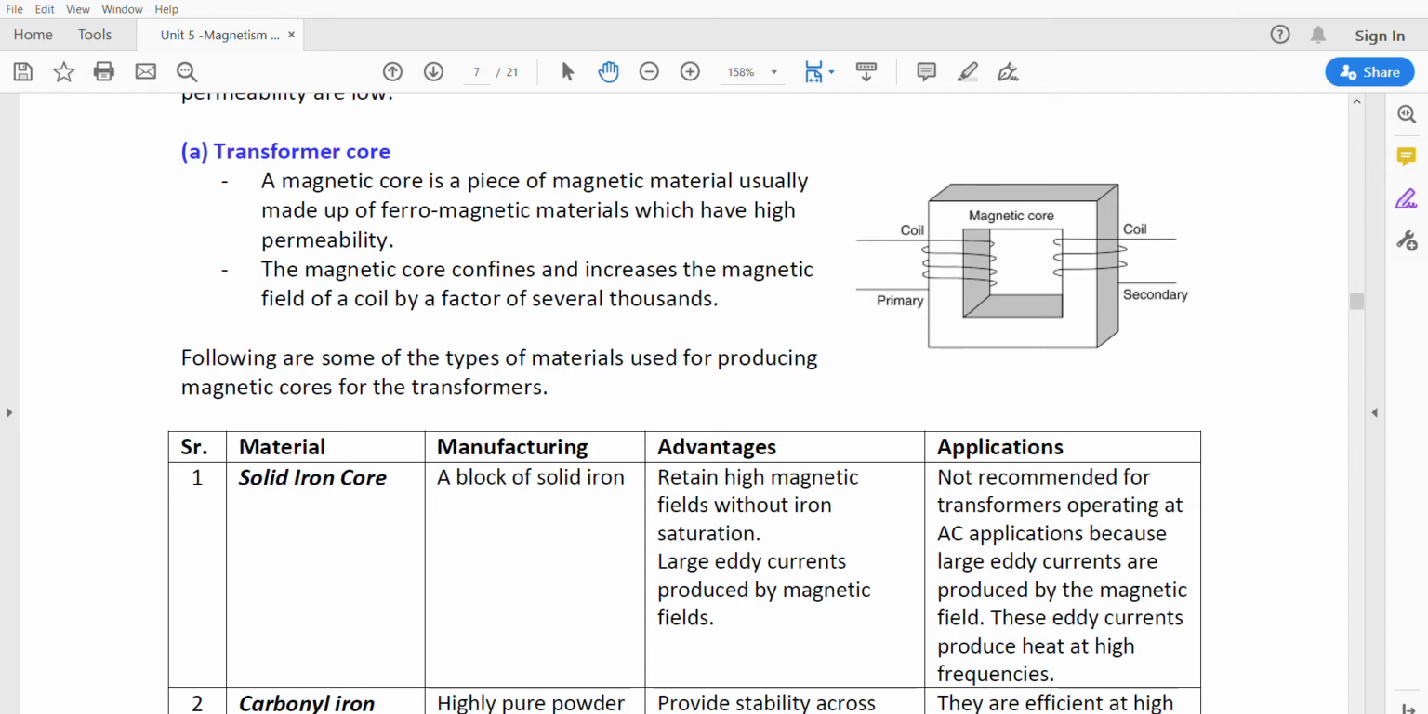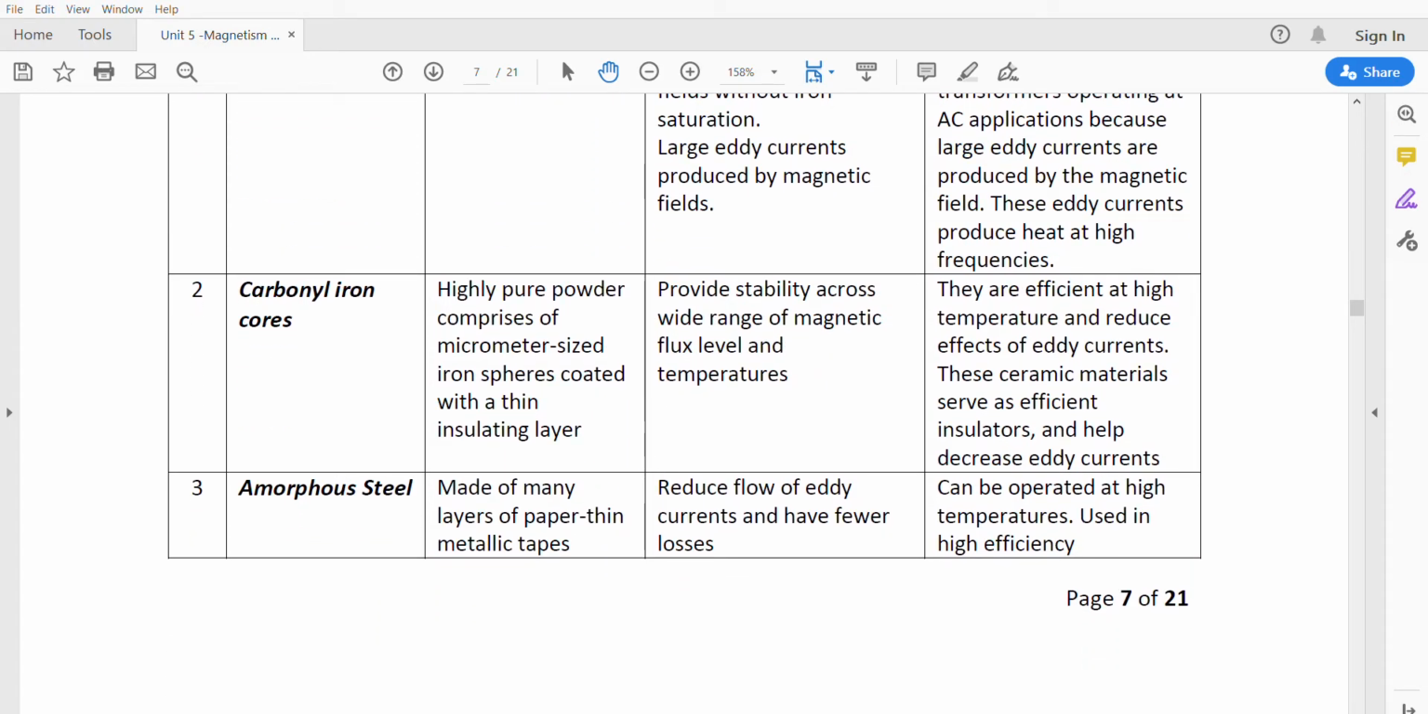The next type of material is carbonyl iron. Carbonyl iron is a high-purity powder comprising micrometer-sized iron spheres coated with a thin insulating layer. It is like a powder type of material. The main advantage is that it provides stability across a wide range of magnetic flux levels and temperatures. The stability is increased compared to the pure solid iron core, and they are efficient at high temperature. To eliminate the eddy current effect in transformer cores, we can use this type of carbonyl iron core.